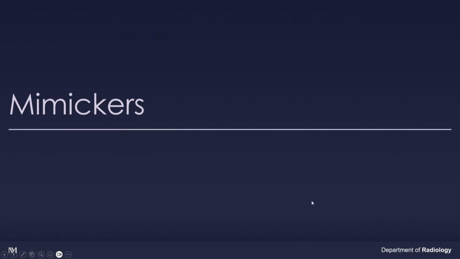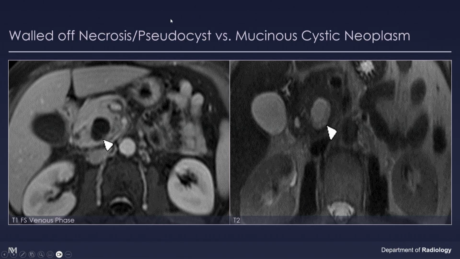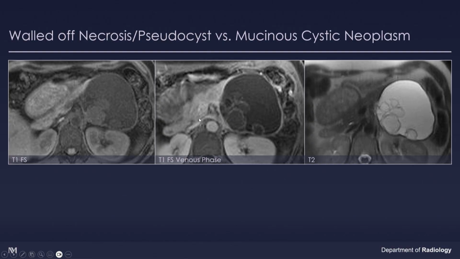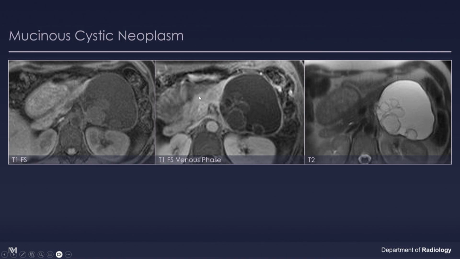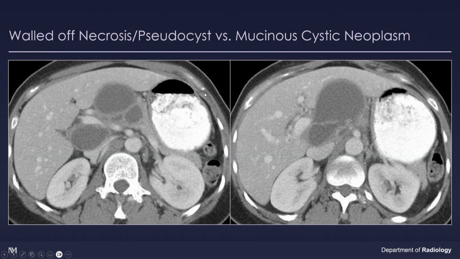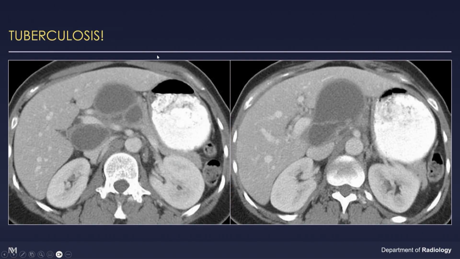This brings me to, similar to the liver talk, my mimickers section. How many of you think this is walled-off necrosis or a pseudocyst? Raise your hand. How many think it's a mucinous cystic neoplasm? How many have given up on me and are not voting? This is an example of walled-off necrosis. How about this one? Walled-off necrosis or pseudocyst, mucinous cystic neoplasm. This is a mucinous cystic neoplasm. And last but not least, walled-off necrosis or pseudocyst, mucinous cystic neoplasm. This was tuberculosis, sorry.